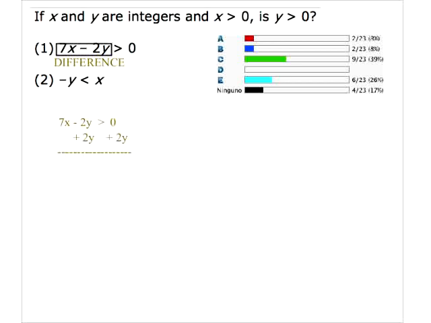So 7x is greater than 2y. The problem is this is a positive number. We know that from the problem statement. So all we know about this is that it's less than a positive number. Less than a positive number doesn't really help. That could be anything. This could be positive, negative, or 0. So not sufficient.